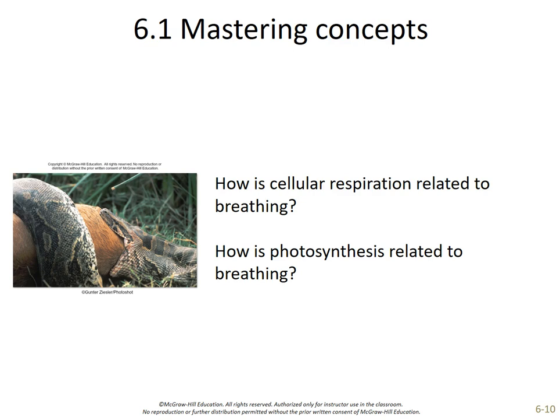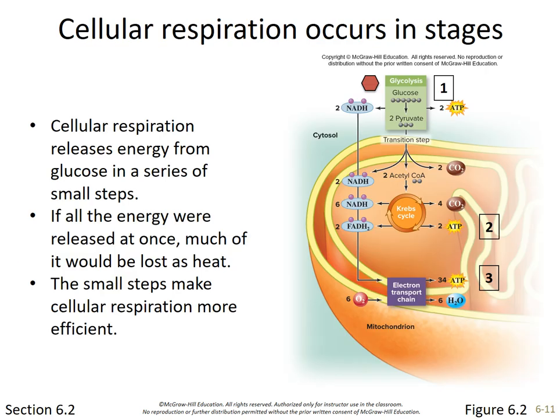Okay, cellular respiration is related to breathing, and photosynthesis is also related to breathing. Cellular respiration releases energy from glucose in a series of small chemical steps. If the energy were released at once, much of it would be lost as heat. So it's a very controlled process that has several chemical steps in it.